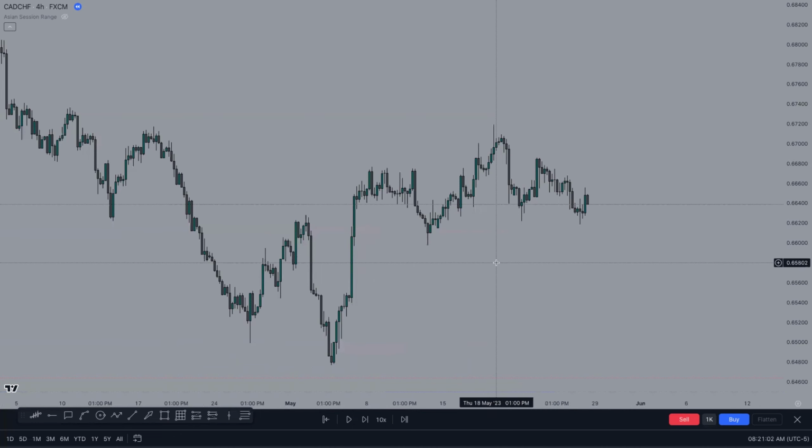Now, let me start off. This is my pair, right? I have a forex pair here. It is CAD CHF, all right? CAD CHF. This is the Canadian dollar against the Swiss franc.